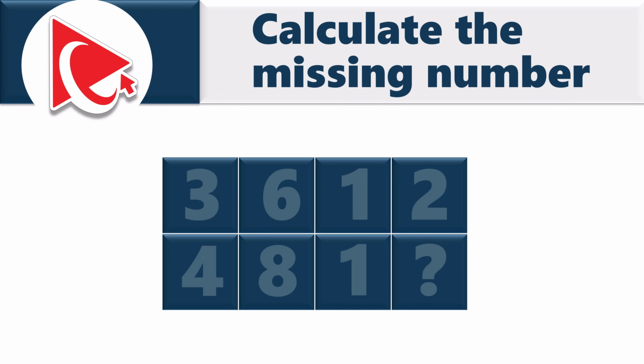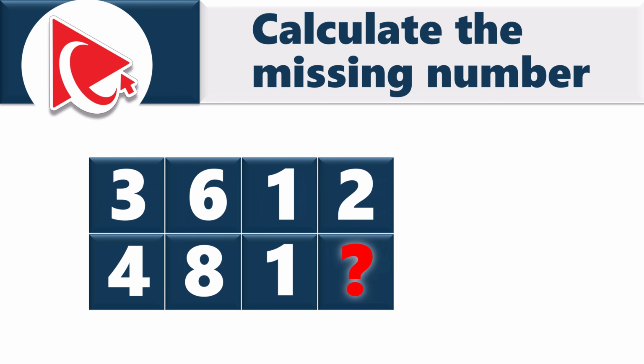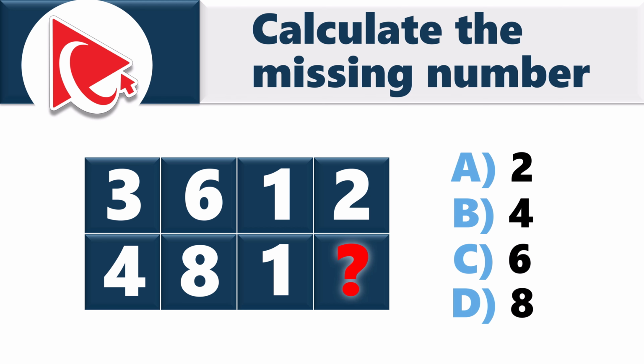The numbers in the first row of the matrix are 3, 6, 1, and 2, and the numbers in the second row are 4, 8, 1, and then comes the missing number, which you need to calculate and select out of 4 possible choices. Choice A, 2, choice B, 4, choice C, 6, and last but not least, choice D, 8. Take a close look to see if you can come up with the answer.